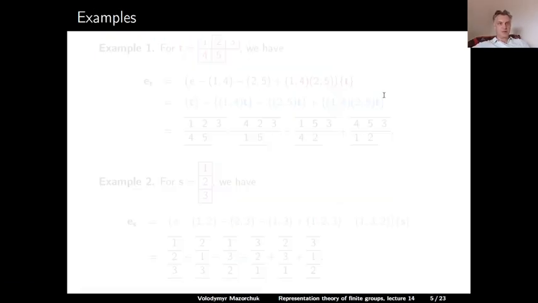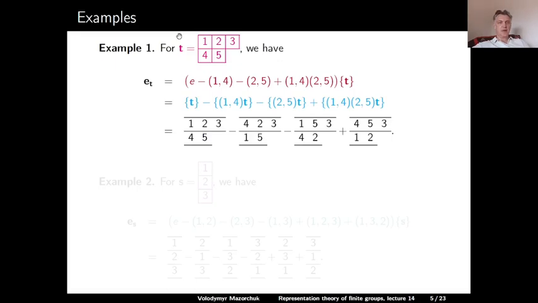Let us consider some examples. Example 1: consider the Young tableau T of shape (3,2) with elements 1, 2, and 3 in the first row and 4 and 5 in the second row. Then the column stabilizer of this T consists of the symmetric group on 1 and 4 and of the symmetric group on 2 and 5. So it has four elements: the identity, the transposition of 1 and 4, which is odd, so the sign is minus, the transposition of 2 and 5, which is odd, so the sign is minus, and their product, which is even, so the sign is plus.